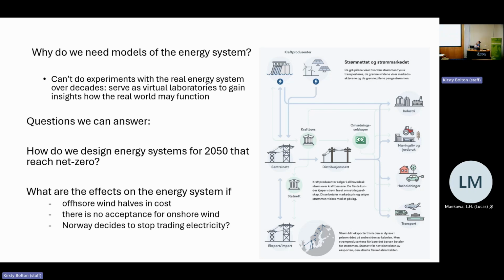How does the system look where there's very little onshore wind, because we have seen so much resistance towards onshore wind? Or, for example, in Norway, a lot of political parties in the last election wanted to stop trading electricity with neighboring countries because electricity prices have gone very high because of the interconnection to other countries. But we've shown that welfare-wise, Norway would actually lose out. So we can use those models to advise policymakers and the public.